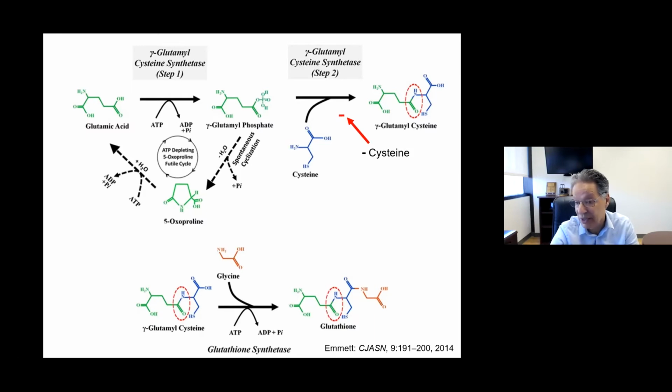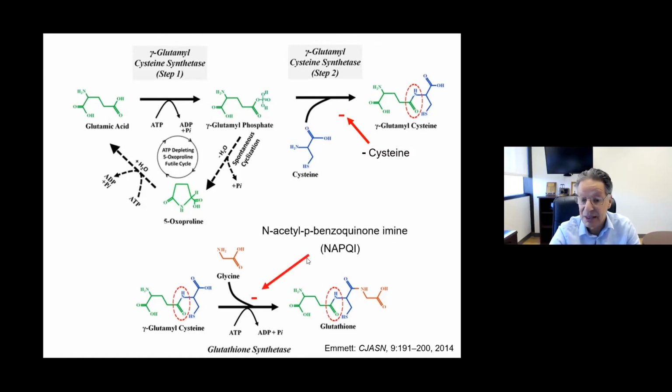Each Norco has 325 milligrams of acetaminophen in it, so there's a lot of acetaminophen given. Acetaminophen binds to cysteine and it's excreted in the urine. And when cysteine drops in the blood, it inhibits this reaction, so the gamma-glutamyl phosphate cannot have a cysteine added.